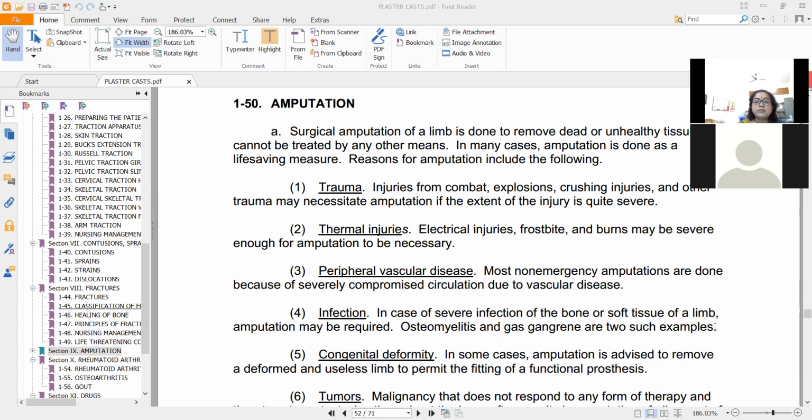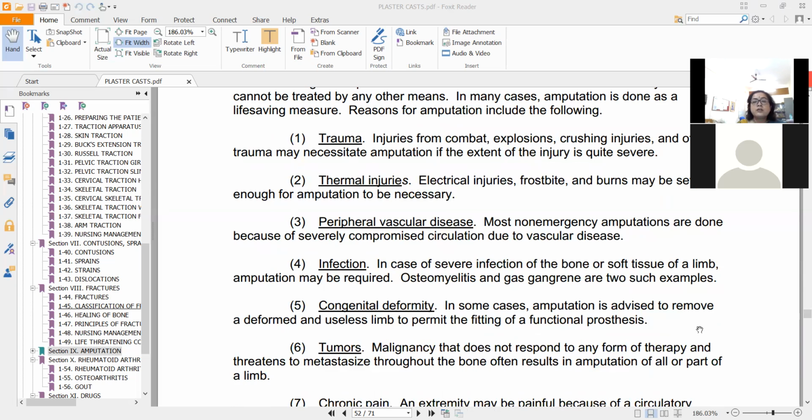Then congenital deformity. In some cases, amputation is advised to remove a deformed and useless limb to permit the fitting of a functional prosthesis. Right? As we know, there might be congenital abnormalities in babies, like valgus or varus deformity, clubfoot. In those cases also, if the condition is very severe, or there is tissue damage, or some life-threatening condition in the child, the surgeon has to decide on amputation.